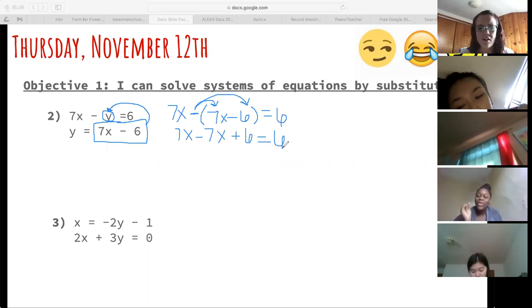Now, as I start to solve this, look what happens. 7x minus 7x cancels, right? That's a 0x. So all I have left is positive 6 plus 6 equals 6. What in the hizzle is going on here? I have my x's canceled. Now I have a 6 equals 6.